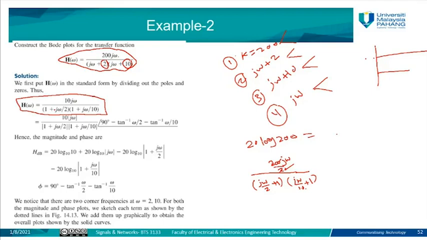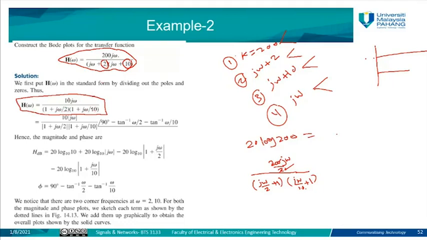10 j omega over (1 plus j omega over 2)(1 plus j omega over 10). So now you have the four elements, nothing changed. You divide, yes, but nothing changed, just the value. So the gain here, instead of 200, has become 10. Why 10? Because I converted the transfer function into its standard form. So it's become 10 j omega over (1 plus j omega over 2)(1 plus j omega over 10).